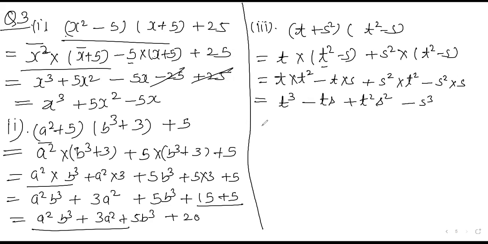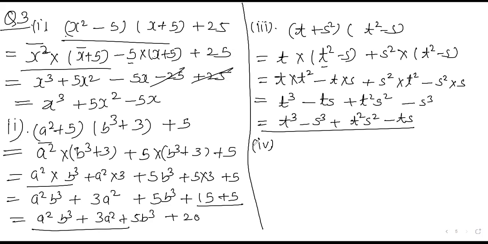Okay, so now you will simply write t cube. I'm making one as, otherwise the student gets confused. So t cube minus s cube, plus t square s square, minus ts. So this is the answer of the third part. Okay, now let us move on to the fourth part. Fourth part I will solve in the next slide.